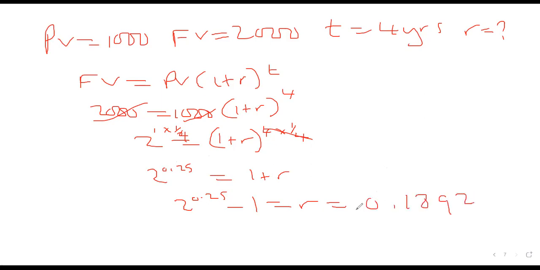So if you go to your calculator, 2 to the power 0.25, we're going to get 0.1892. This is the same as what? 18.92%. So this is our interest rate. So we're just twisting the same formula, which is done in different ways.